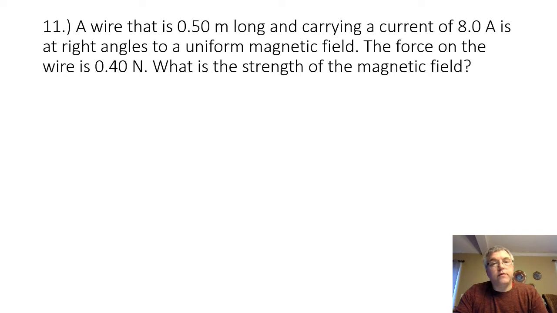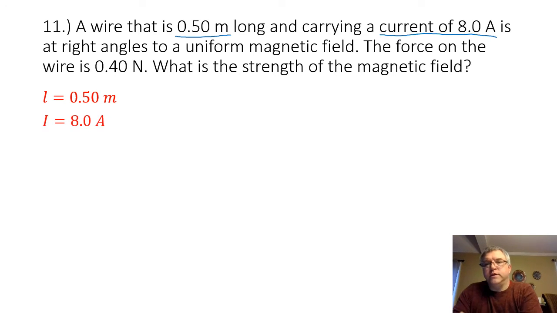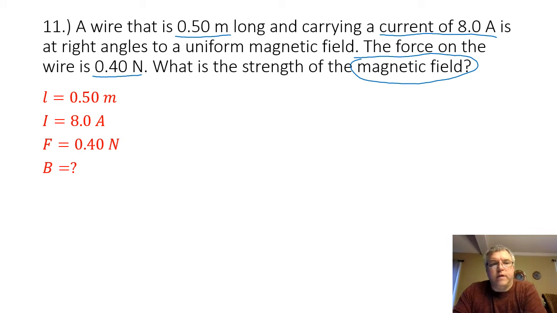Let's take a look at our given values. We are given the length of the wire at 0.5 meters. We are given the current, which is 8 amps. And we are given the force, which is 0.40 newtons. And we are being asked to find the strength of the magnetic field.